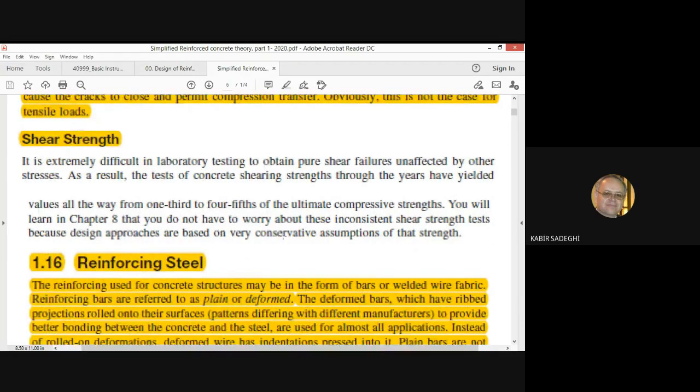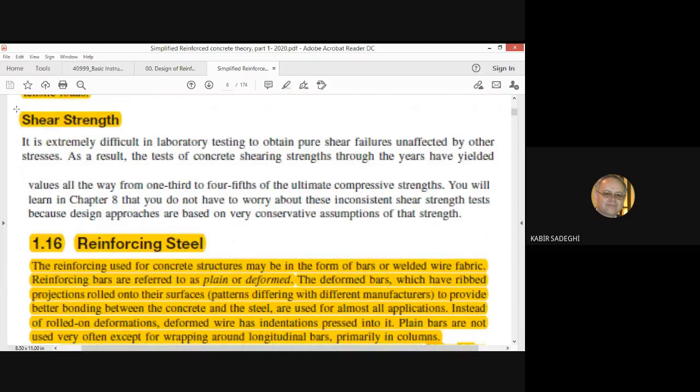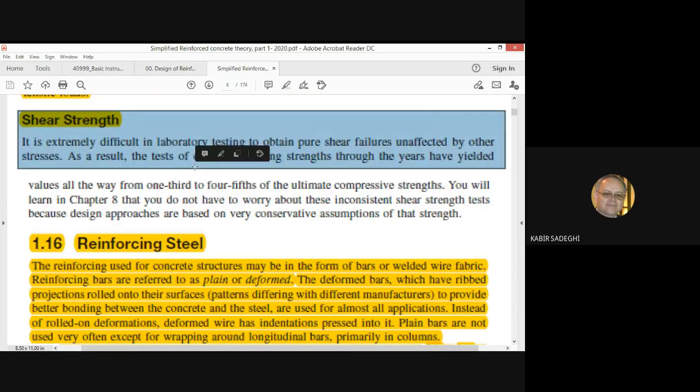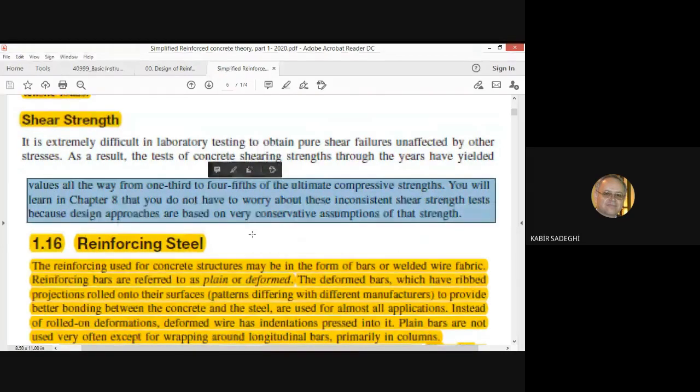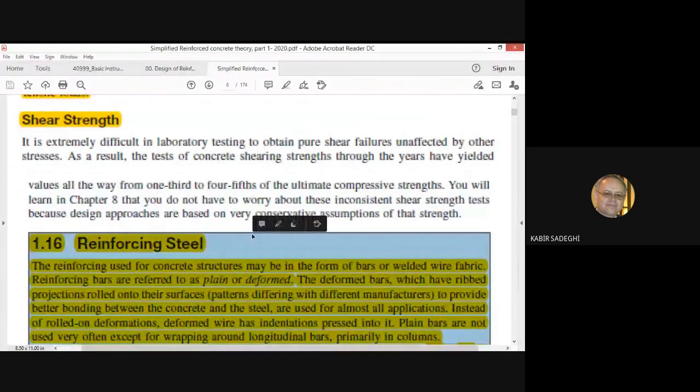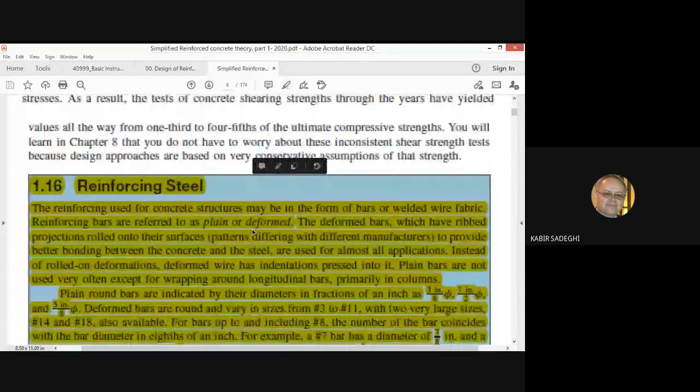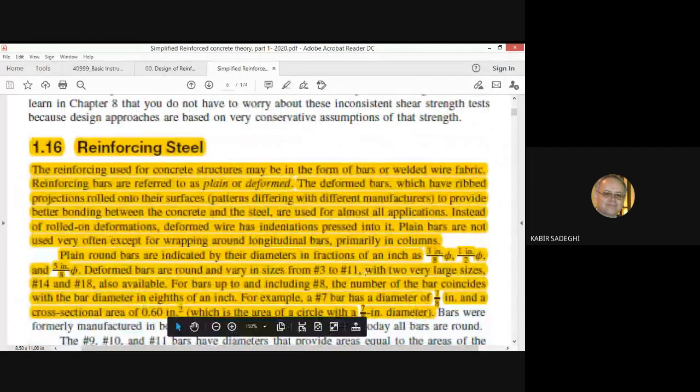And shear stress is another item, where we can see the shear strength of concrete and how to calculate that, in chapter 8 or later. Okay, we said that the concrete is poor. Because the concrete is poor, we use steel.